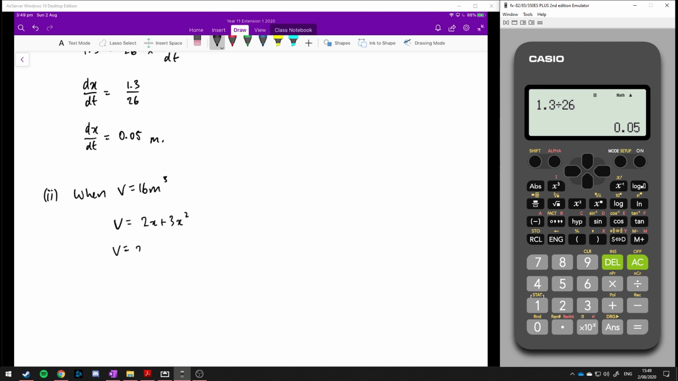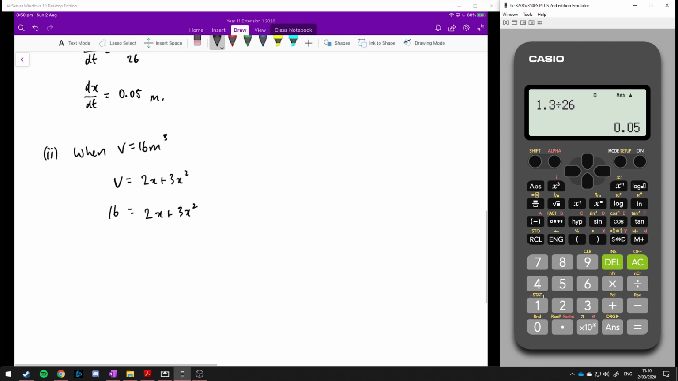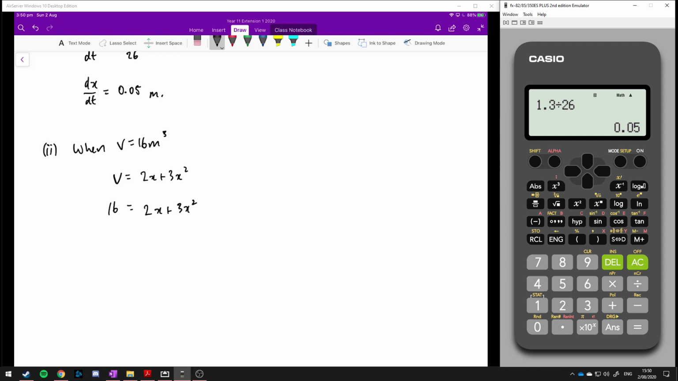We want to find what x is equal to, because we know that the volume is equal to 16. So 16 is equal to 2x plus 3x squared. So factorizing this, what I should do is move the 16 to the other side to get 3x squared plus 2x minus 16, because what we want to do is find what the value of x is.